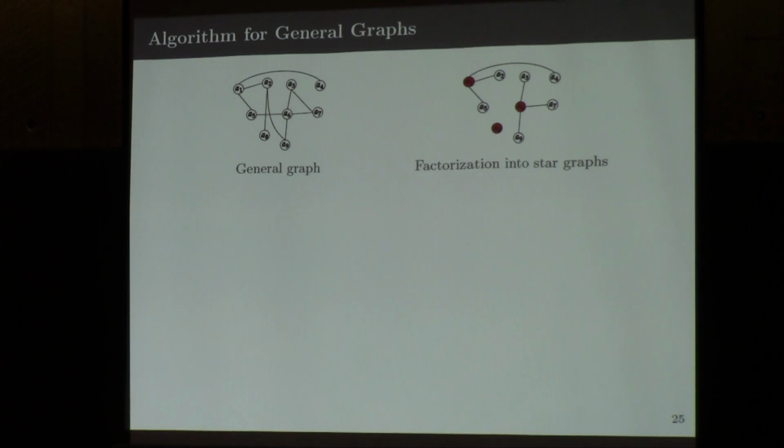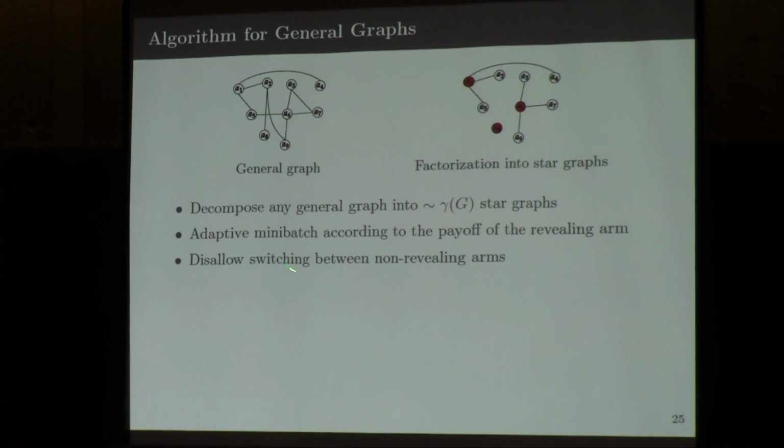Okay. What about general graphs? Not all graphs are star graphs. The idea here is again very similar. We take any general graph and we decompose it into a bunch of star graphs. For each of the star graphs, we play the adaptive mini-batching according to the payoff of the revealing arms. There are 3 revealing arms in here, and we again disallow switching between non-revealing arms.